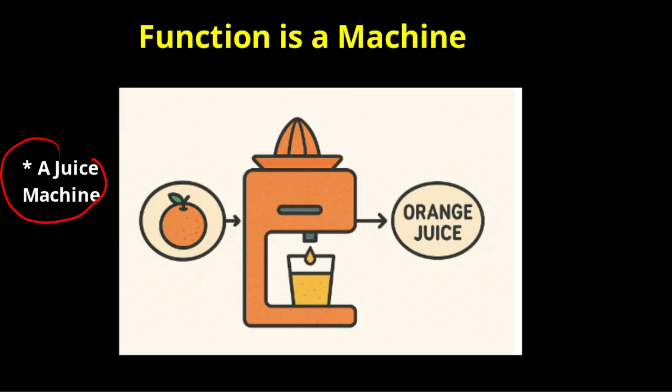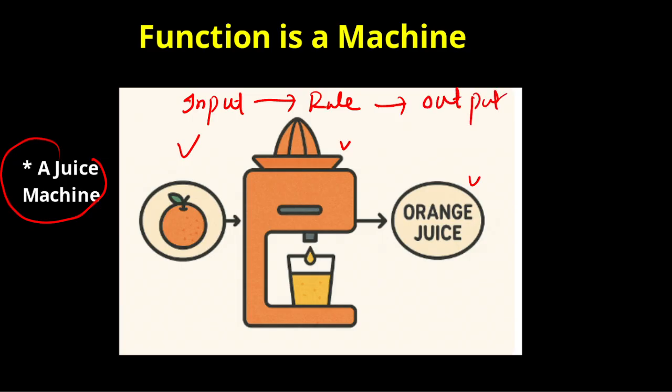For example, you put an orange in and this machine does some work according to the rule that is assigned to this machine, and it gives you orange juice. So basically the function idea is you give something, that is your input, and then that machine works on that input according to the rule, and then it gives you some output.